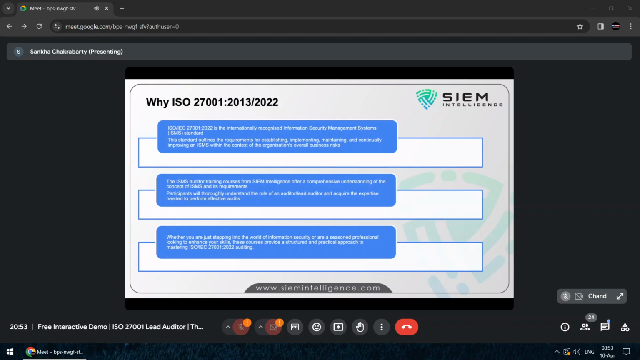The ISMS auditor training course from SIEM Intelligence offers a very comprehensive understanding of the concepts of ISMS. Candidates will be able to understand the role of an auditor and the role of an implementer, and will acquire the expertise to perform effective audits as well as implementation. Whether you are just stepping into the world of information security or a seasoned professional, you need ISO to enhance your skills. As I already told you, nowadays ISO is like a bare minimum requirement that organizations are opting for to have their cyber hygiene. Cyber hygiene means the basic fundamentals that you should have if you are trying to exist in the market.